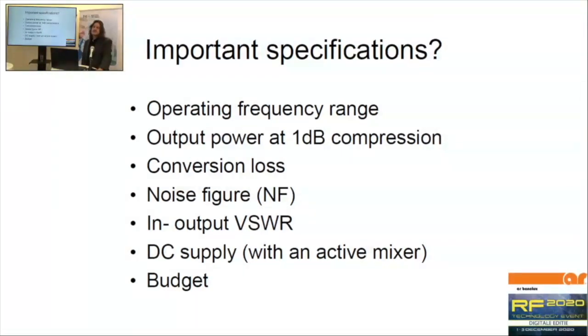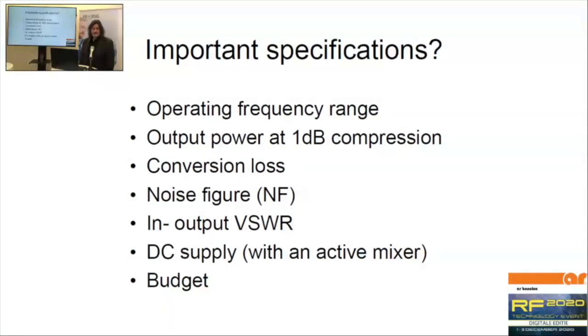Then we have to look at the specifications. What are the most important specifications of a mixer? Well, of course, in what frequency range do we want to work? And what frequency do we want to translate? What power do we put into the mixer and we expect to get out of the mixer? So what's my 1 dB compression point? The conversion loss, which conversion loss do we want, or which is preferable? And usually a mixer has a rather high conversion loss.